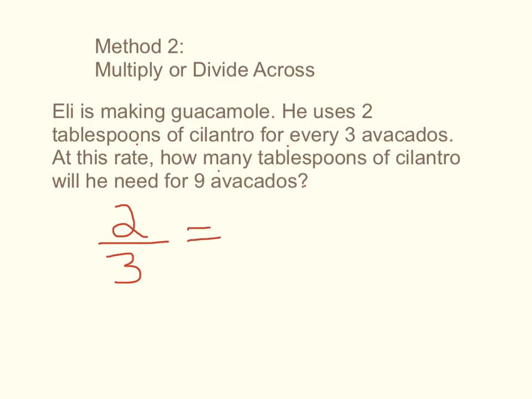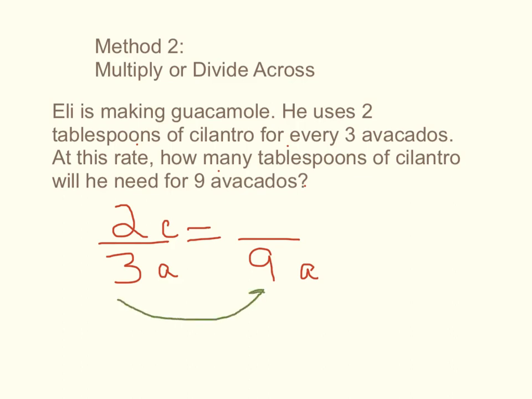And we want to make an equivalent rate for 9 avocados. It's very important to keep your labels the same. So we have cilantro on top and avocados on the bottom. And I want to make sure I have avocados on the bottom over here. So now we're going to use the multiply or divide across method.